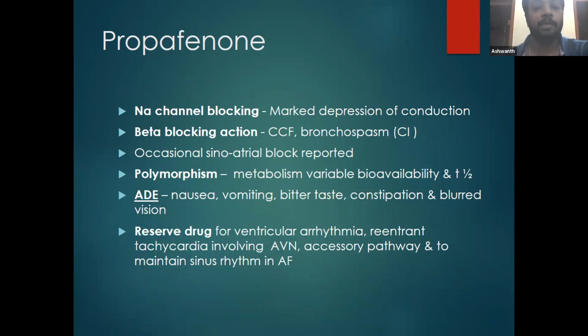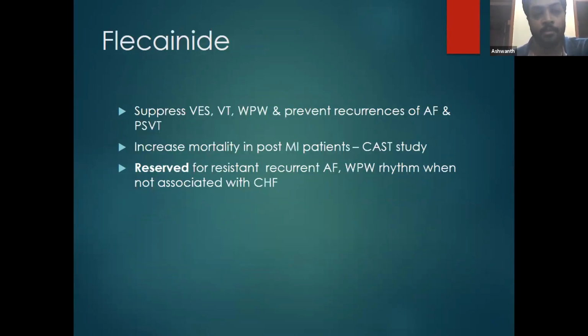The metabolism is variable, depending on genetic variability. Adverse effects: nausea, vomiting, bitter taste, constipation, and blurred vision. It is a reserve drug for ventricular arrhythmias, reentrant tachyarrhythmias involving the AV node and accessory pathway, and to maintain sinus rhythm in AF. Flecainide suppresses ventricular extrasystoles, ventricular tachycardia, and WPW, and prevents recurrences of AF and PSVT.